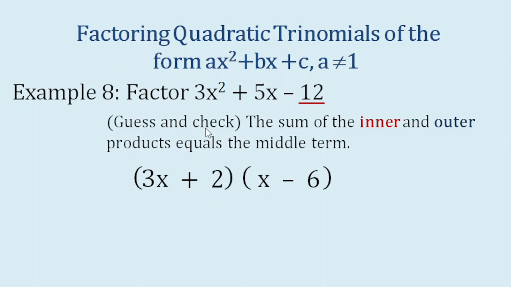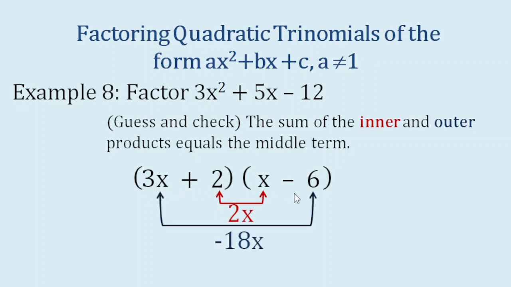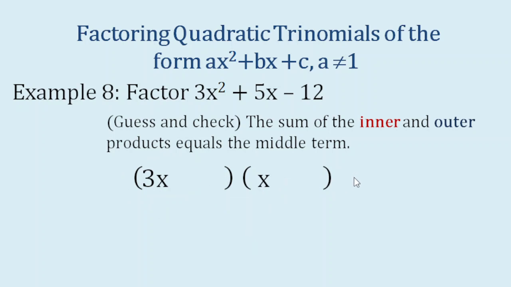Now, we will check. Inner product, 2 times x, that's 2x. Outer product, 3x and negative 6, that's negative 18x. We are going to add, it's not equal to 5x. So these are wrong factors. Okay, we will guess again. We will guess factors of negative 12, minus 4 and plus 3.